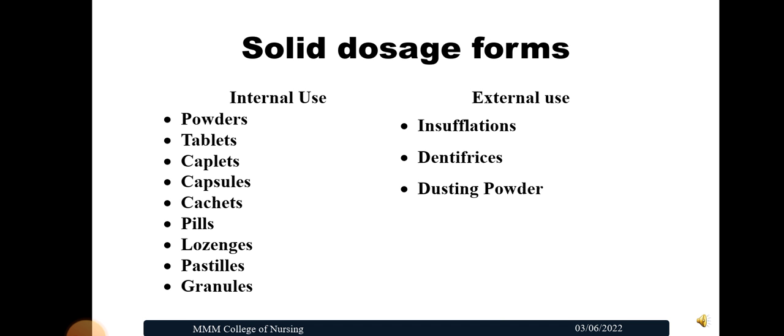According to the physical forms of the medication, it can be classified as solid, semi-solid, liquid, gaseous agents, and also the sterile products. The solid forms of medications can be used for the internal usage as well as external usage. They are powders, tablets, caplets, capsules, cachets, pills, lozenges, pastilles, granules, medications used for insufflation, dentifrices, and dusting powders.